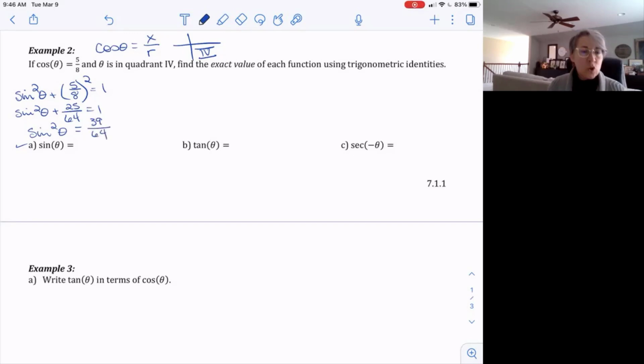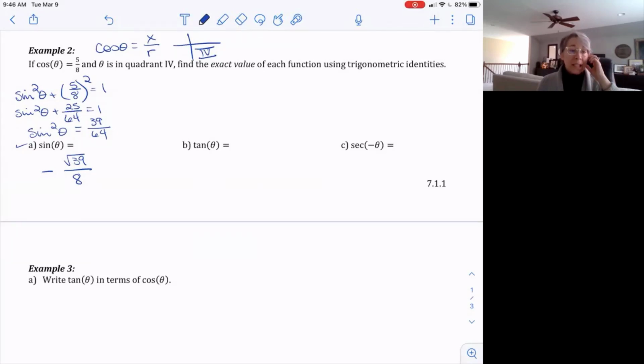And so when we take the square root of that, we have the square root of 39. The square root of 64 is 8, but we're in quadrant 4. So in quadrant 4, we know that the sine value, which has the y in there, is going to be negative. So we get a negative square root of 39 divided by 8. So when you're taking square roots, or if you're working with any of these identities, be sure that you're using the correct sign for the quadrant that we're in.